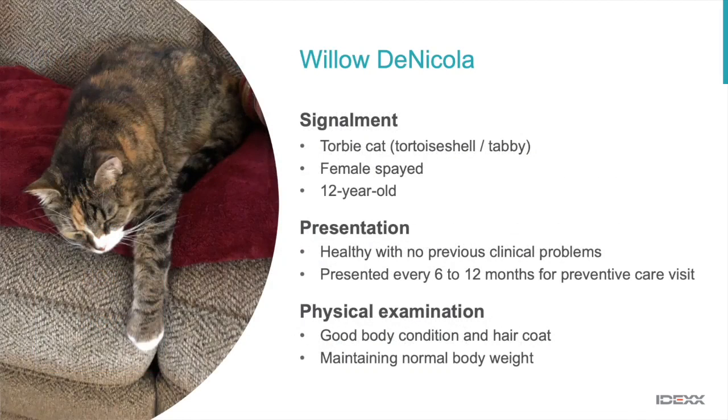To demonstrate how to use the index of individuality, I'm going to use my own cat, Willow. Willow's a real healthy cat. She's had no problems. She goes to the veterinarian every 6 to 12 months for a preventive care visit where they do a minimum database each time. And we're going to look at Willow's data to see how to interpret it.